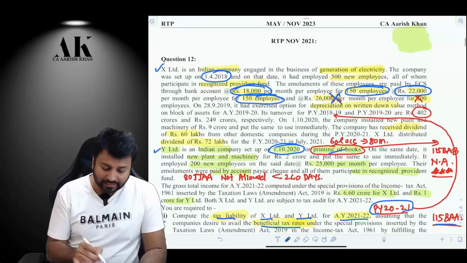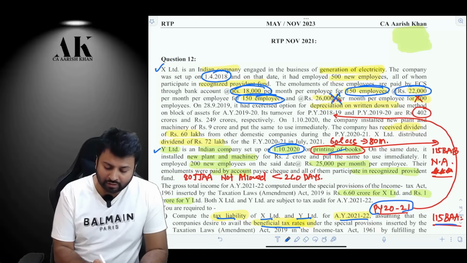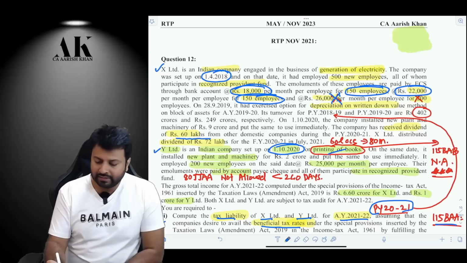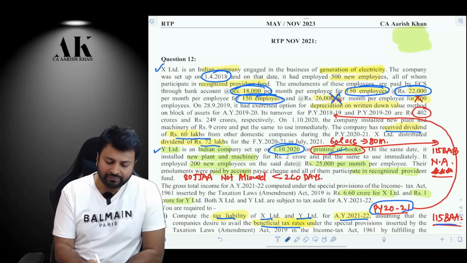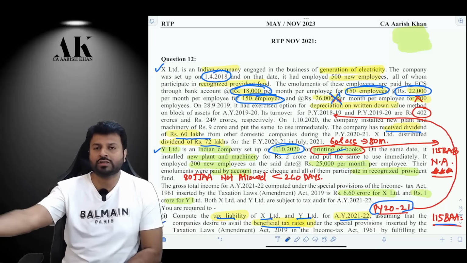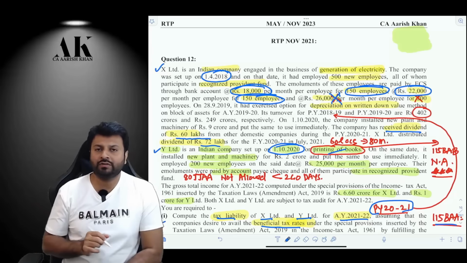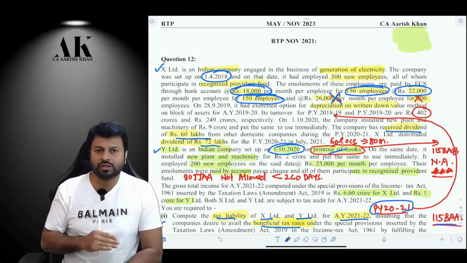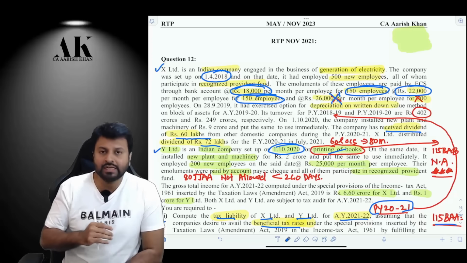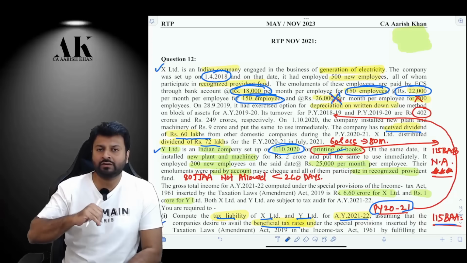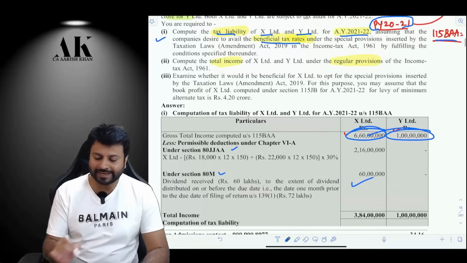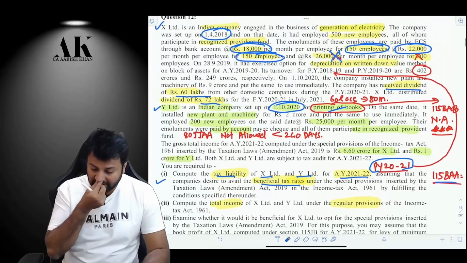Secondly, this company is also eligible for what? It's also eligible for a 60 lakh rupees deduction under 80M. Do you remember that? If you receive dividend from a domestic company and you distribute dividend to your shareholders one month prior to the due date of filing of return, then you are eligible to claim deduction under 80M for whichever is lower. You are receiving dividend of 60 lakh. You are distributing one month prior to the due date of filing of return 72 lakh. You will be eligible for deduction of 60 lakhs over here.